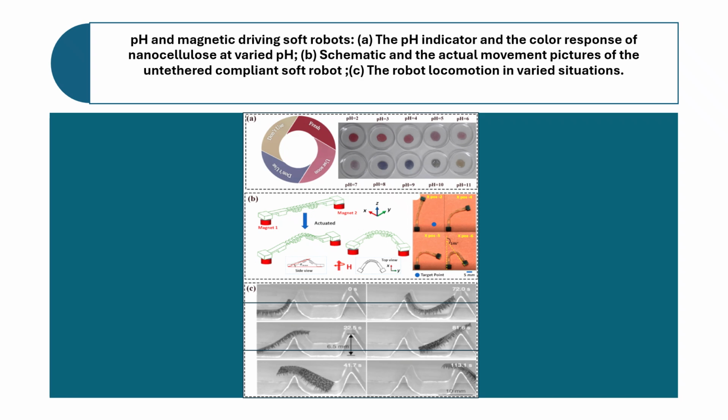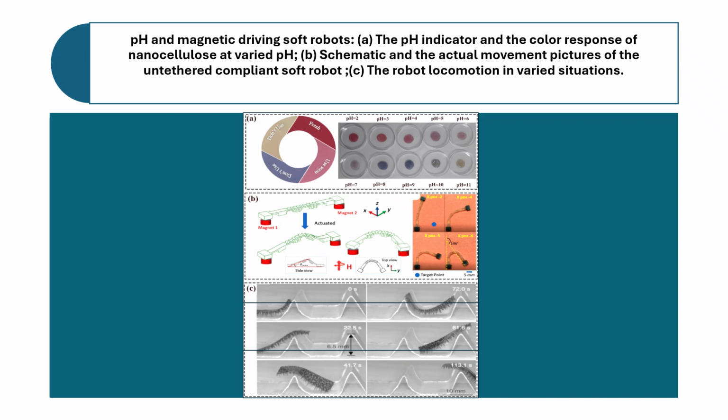At pH equal to 2, the specimen is shown here. If the pH value is 3, it is visible, for different kinds of pH values. The color response of the nanocellulose is given. Clear? Different types of color are shown from pH equal to 2 to pH equal to 11. The structure we have taken is nanocellulose.